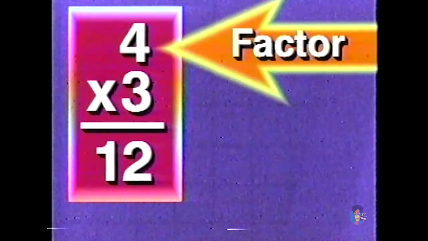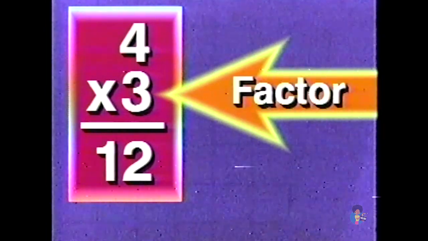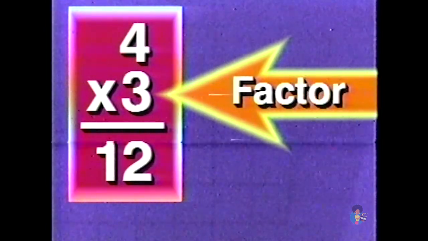Now 4 plus 4 plus 4 is 12. 3 groups of 4 are 12. 4 times 3 is 12. Now 4 is your first factor. It's where we start. Times 3 is the other factor. You can tell them apart. Now 12 is the product, the answer.